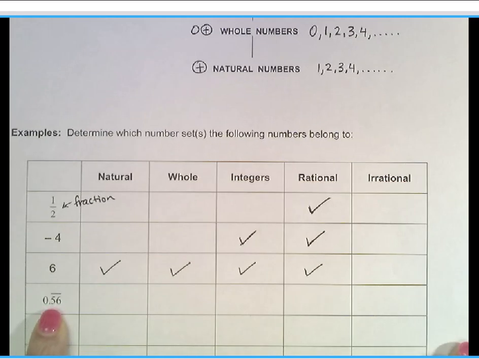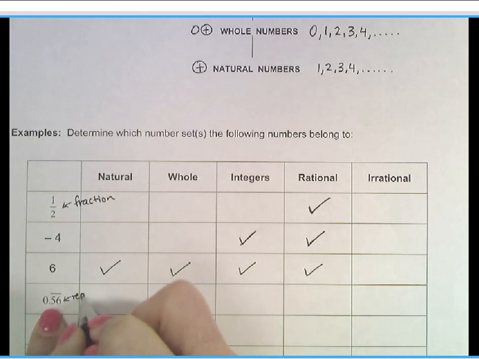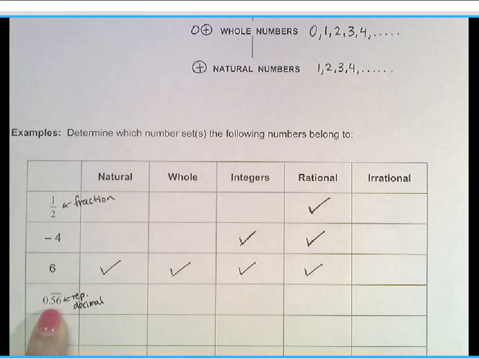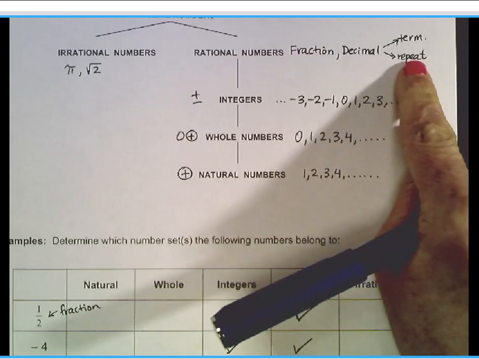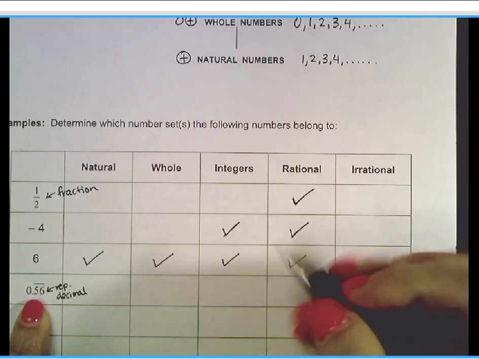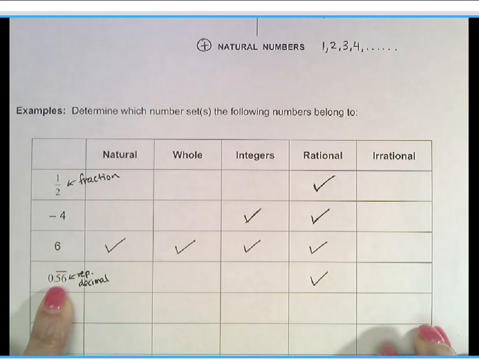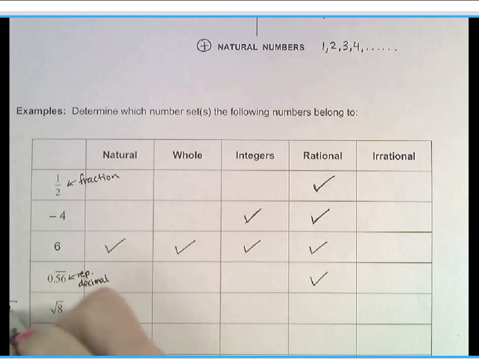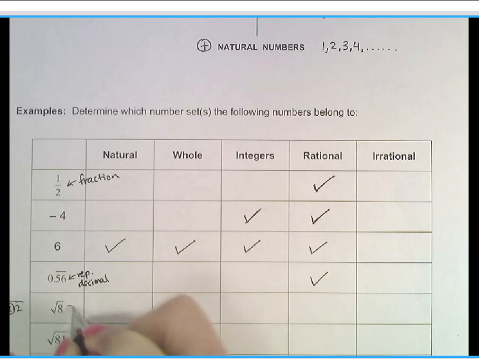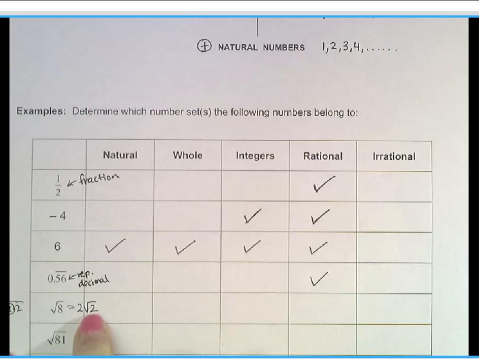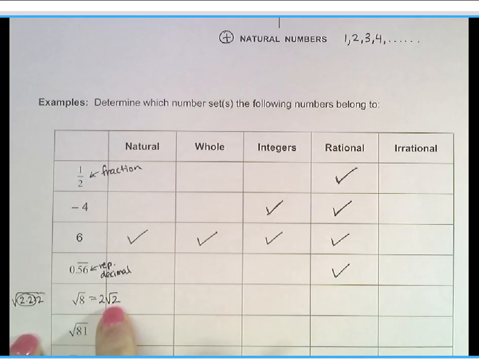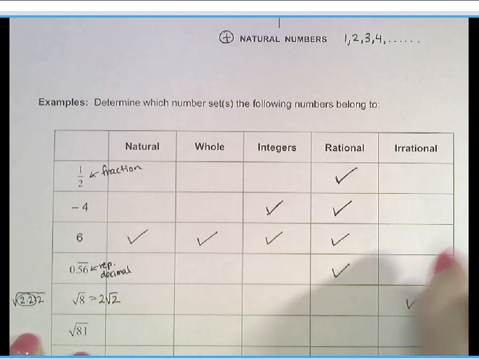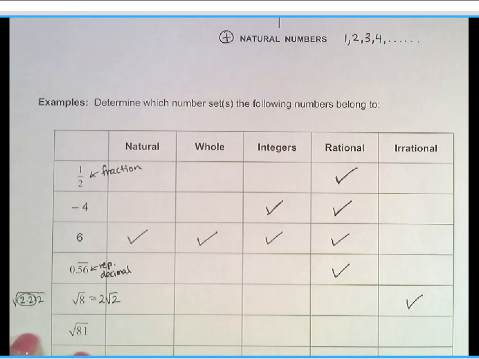How about 0.56 repeating? That's a repeating decimal. Repeating decimals start with rational. So a repeating decimal is a rational number. It's got a pattern to it. Square root of 8, which is 2 times 2 times 2. There's a pair, so you could write this as 2 square root of 2, but do you see how you still have this weird square root part left that won't go away? That's one of those weird irrational numbers because it's not a perfect square. So that one is just irrational. It doesn't fall into any of these others.